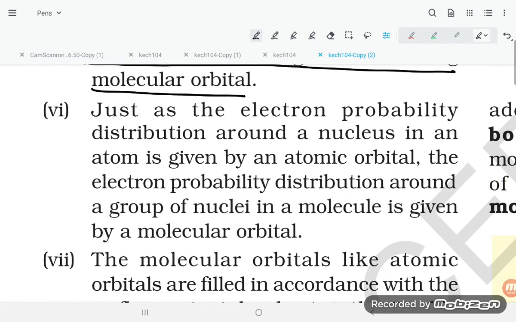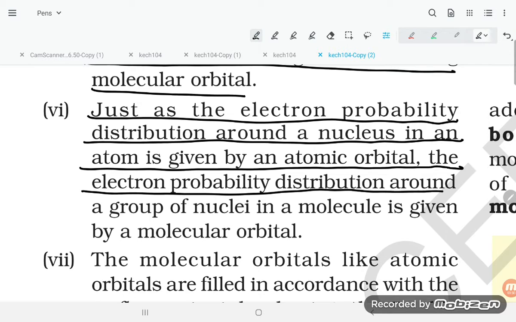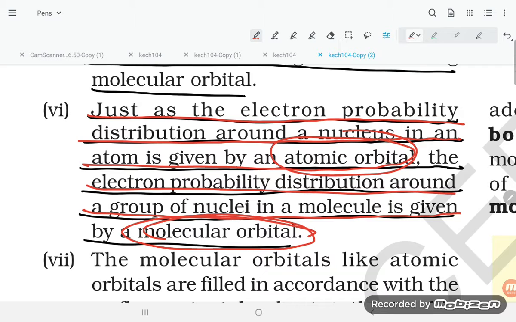Now the sixth point: just as the electron probability distribution around the nucleus in an atom is given by the atomic orbital, the electron probability distribution around a group of nuclei in a molecule is given by the molecular orbital. Keep in mind, students, this is the sixth point, that is very important. That you have to keep in mind.